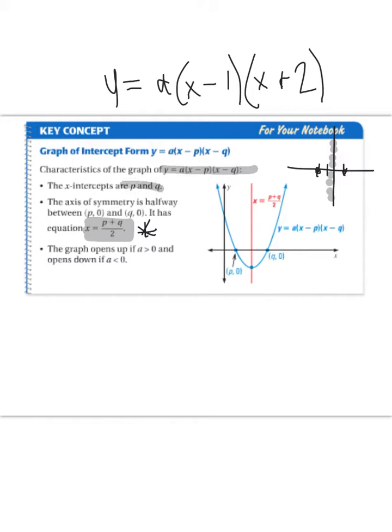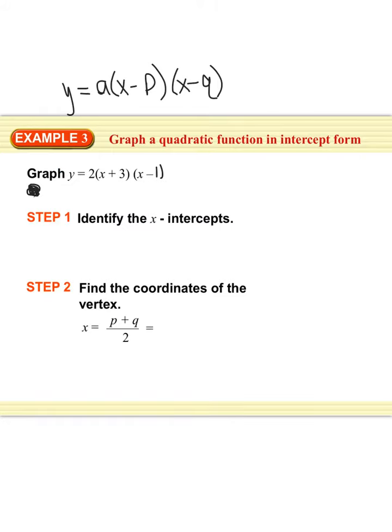And again, if the graph is opening up, then we know that a is positive. And if the graph is opening down, then we know that a has to be a negative number. First example is y equals 2 times x plus 3 times x minus 1.